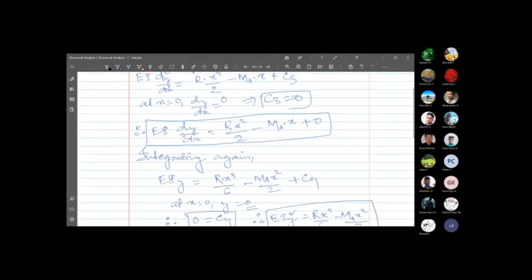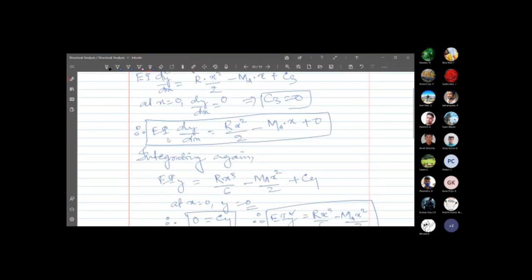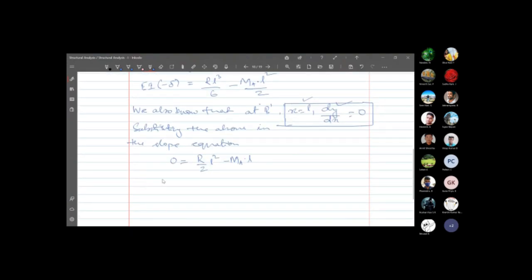So here dy by dx at x equals to L is 0. So this becomes 0, this is RL square by 2 minus MA into L. So from this one, can I find R equals to 2MA by L. Now, what is this MA? MA is the fixed end moment.